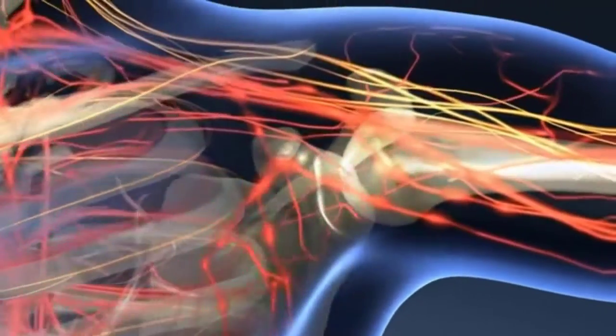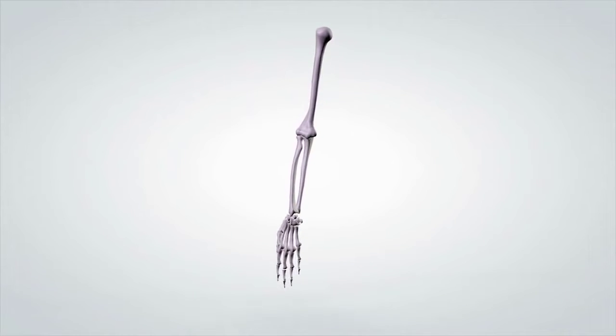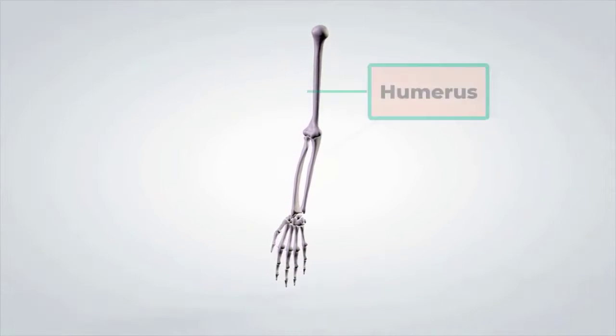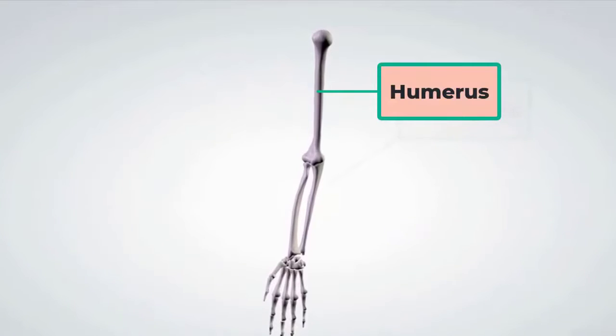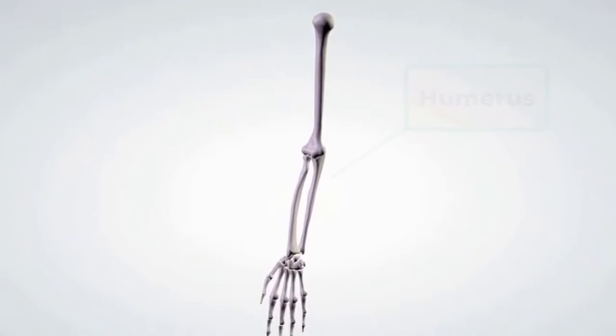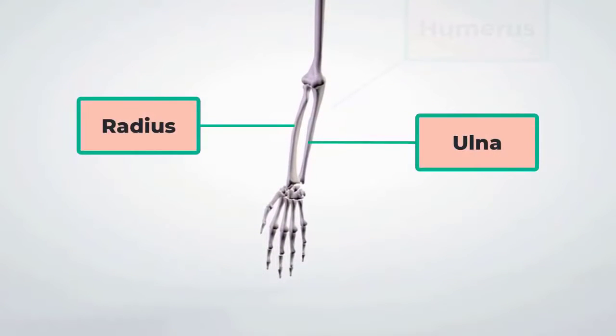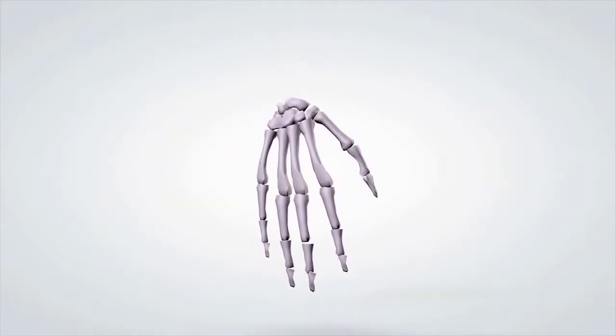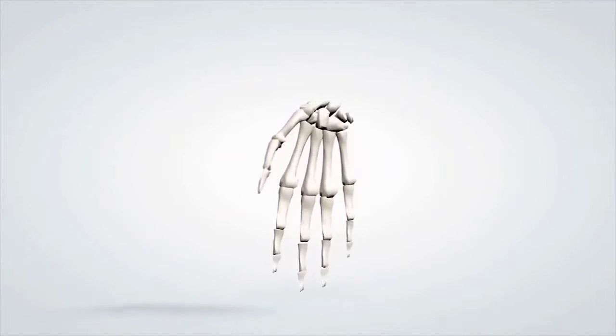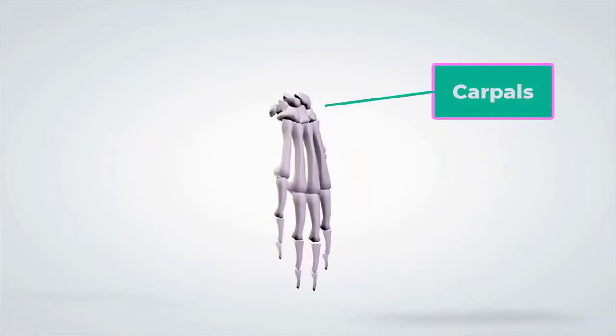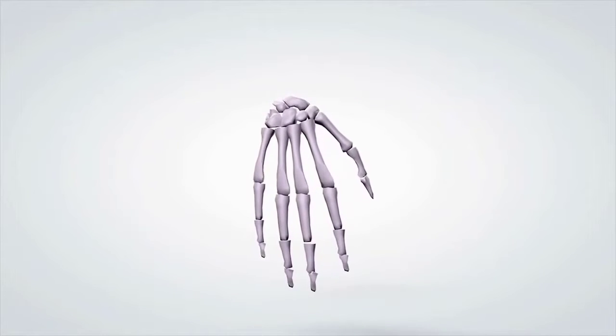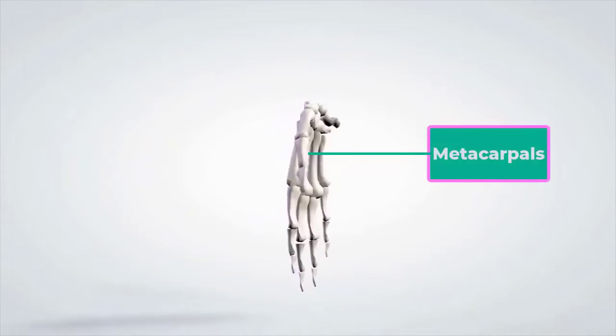on the humerus. There are 30 bones in each upper limb. The humerus is the single bone of the upper arm, and the ulna and radius are the paired bones of the forearm. The base of the hand contains 8 bones called the carpal bones, and the palm of the hand is formed by 5 bones called the metacarpal bones.